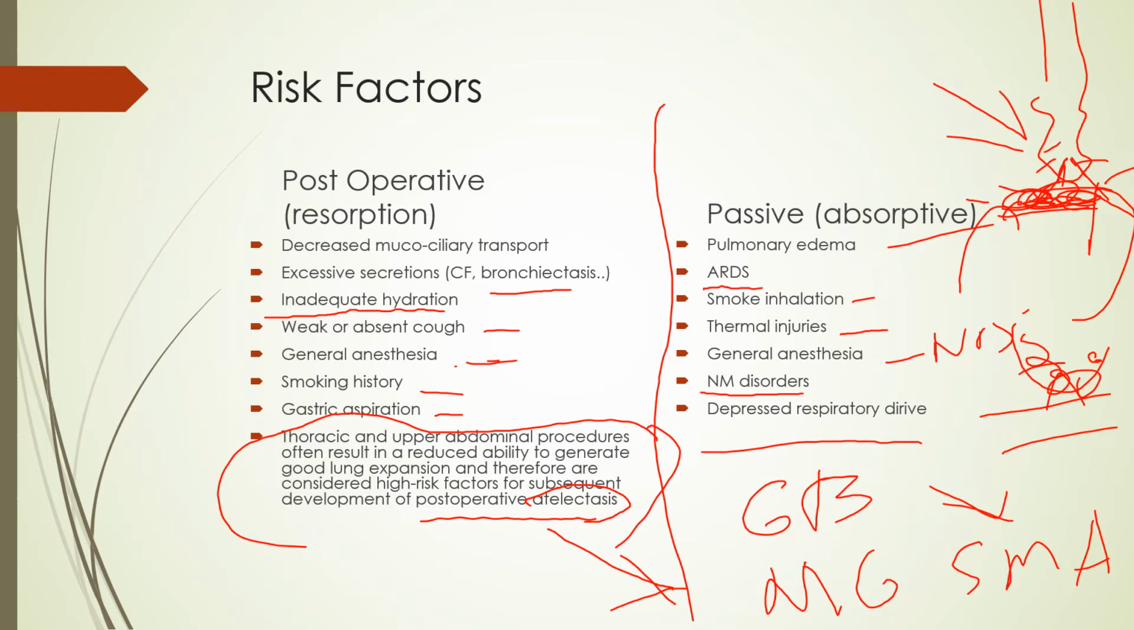So neuromuscular disorders can include things like this as well. Spinal cord injuries might also be a cause of passive or absorptive atelectasis. That's why, when we have people with a spinal cord injury that are tetra or quadriplegic, one of the things we have to do is hyperinflation therapy with them to help avoid pulmonary infections as well.